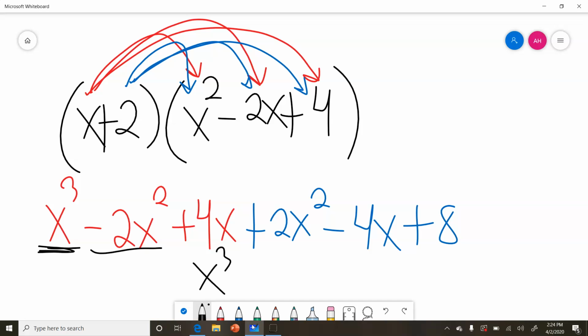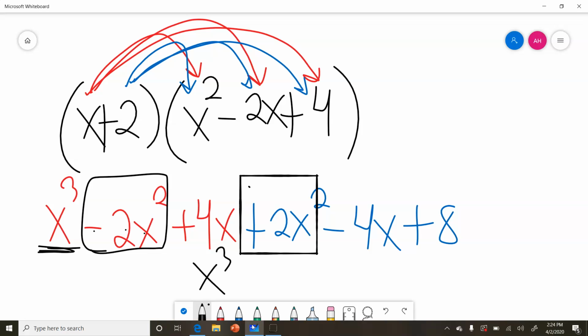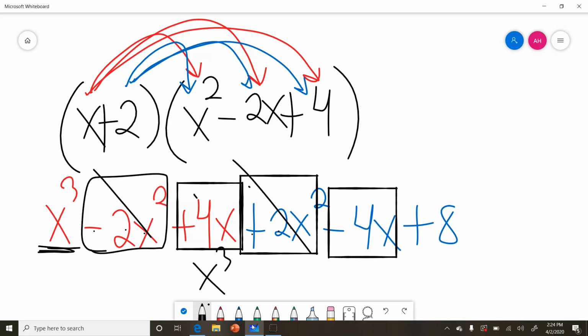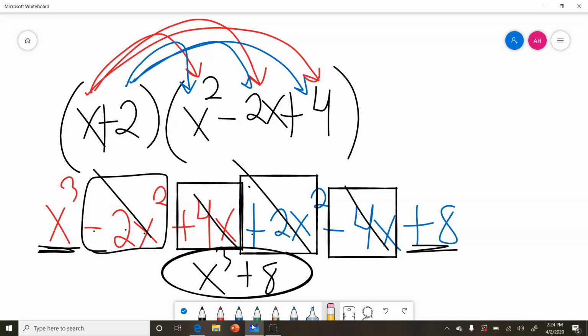Now look at this, though. This is going to cancel out with this. See, this is a negative 2x squared. This is a positive 2x squared, so those are going to cancel out, so I don't have them. Then look over here. This 4x is going to cancel out with this negative 4x. They're going to cancel out. And what am I left with? Just my plus 8. And that's my final answer. X cubed plus 8. So the key is you just got to multiply times all of them. You just got to distribute all the way across.